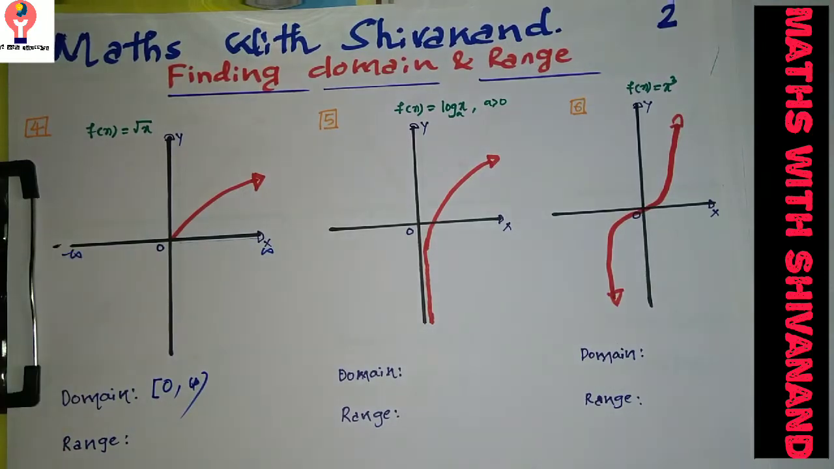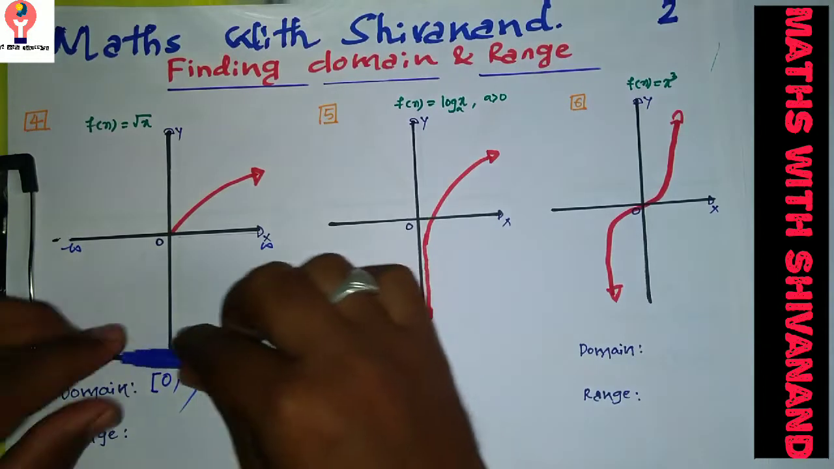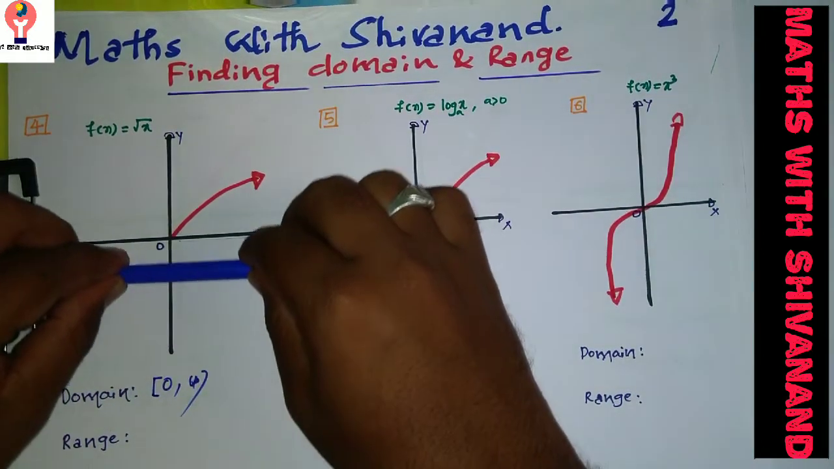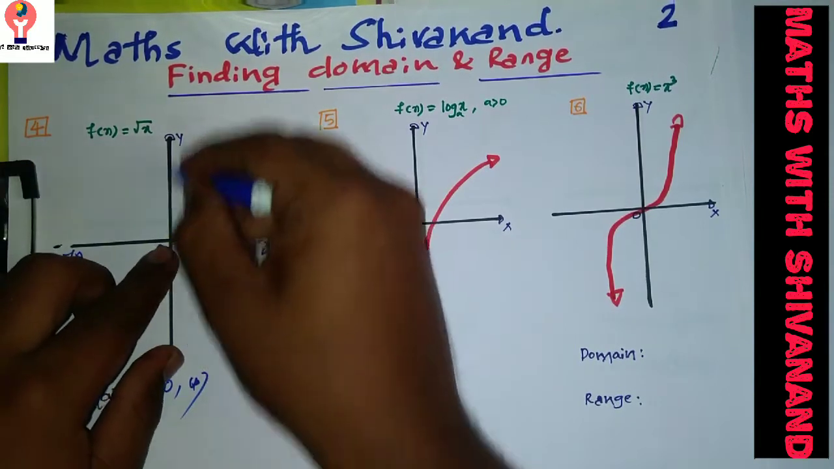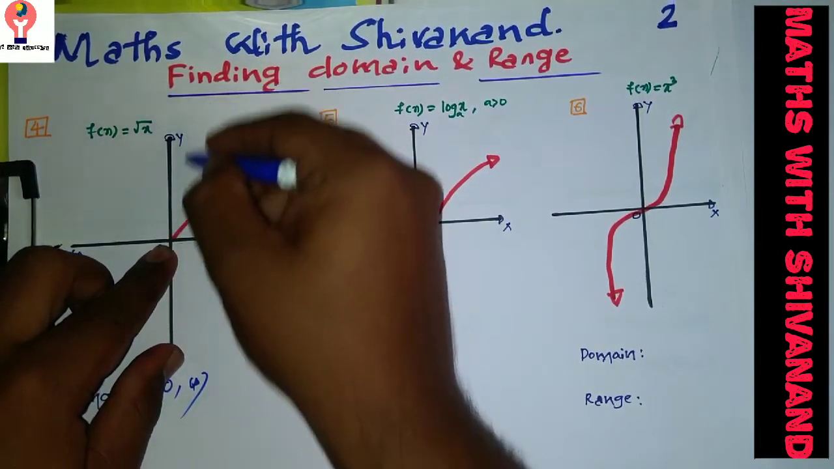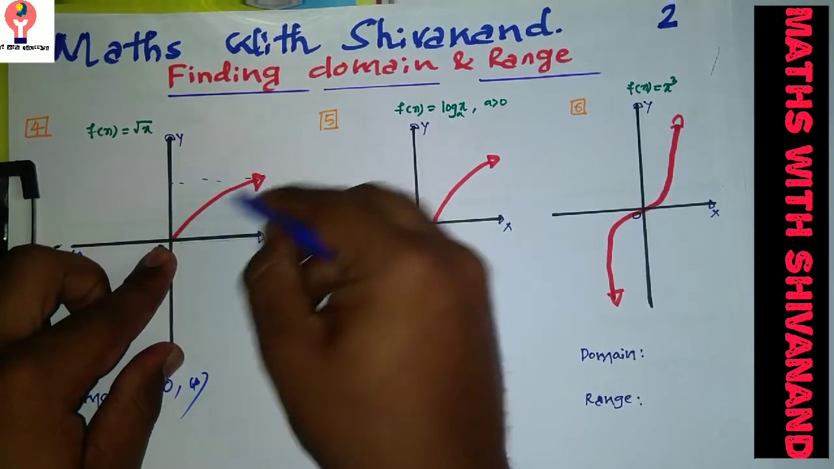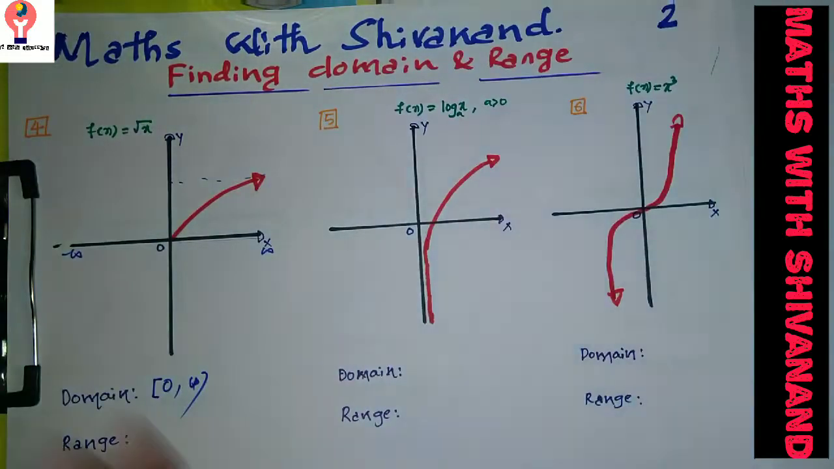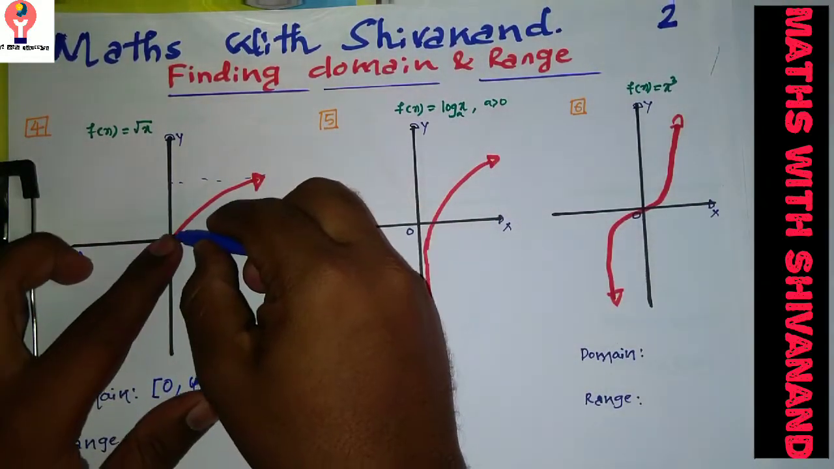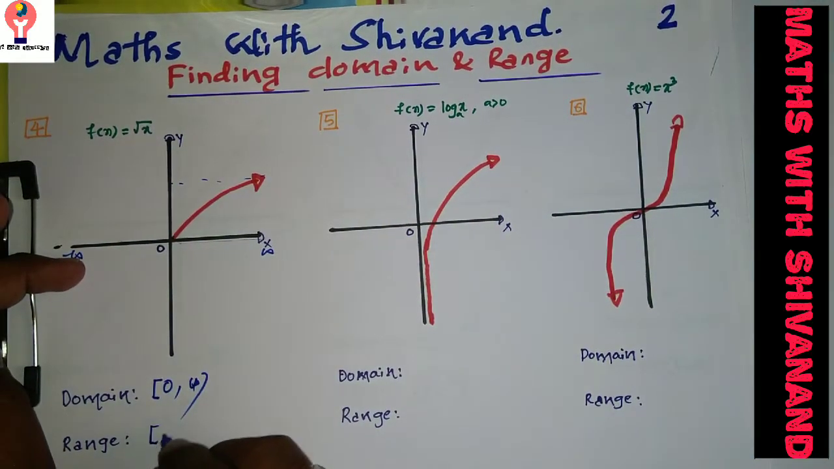Okay, then range. Check the graph from bottom to top along the y-axis. I'm checking. Yes, it starts with 0. You see only along the y-axis. Don't think it stops here. It has an arrow mark, which means it runs towards infinity. It is a continuous graph. So right from 0 to infinity. So the range is also 0 to infinity.